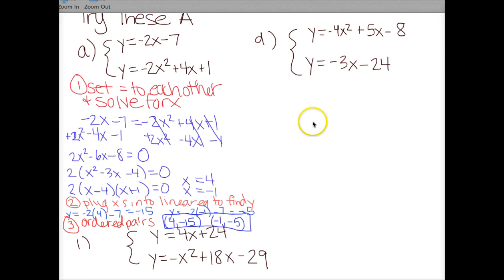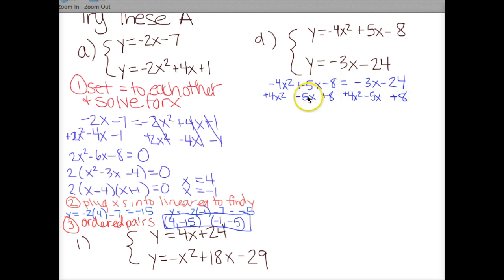Okay, so let's check your work. These ones didn't come out evenly, so you've got radicals here. First step, set them equal to each other. So negative 4x squared plus 5x minus 8 equals negative 3x minus 24. First thing I'm going to do after I set them equal is to get it into standard form. Again, it doesn't matter which side you move things to. I just generally prefer for my x squared term to be positive, so I'm going to move them to make that so.